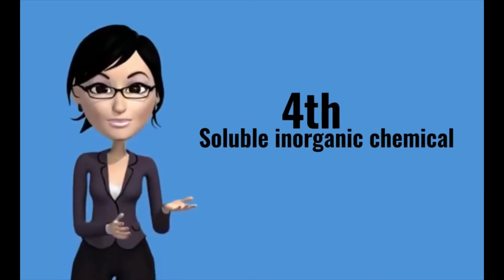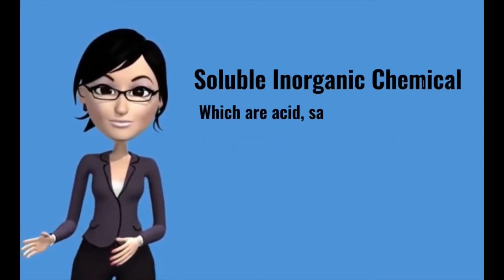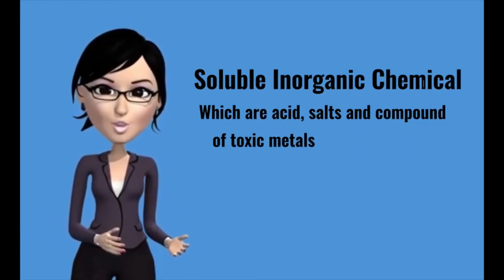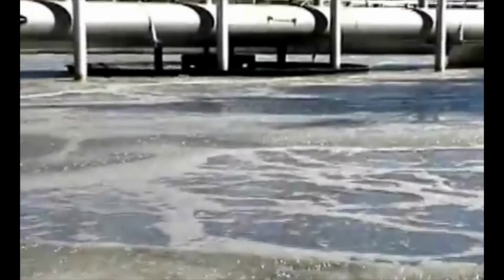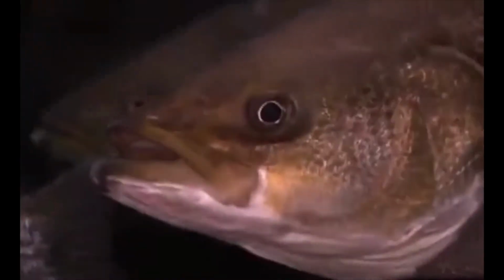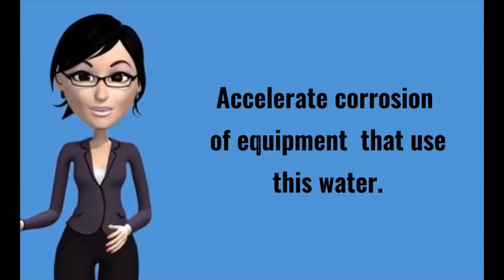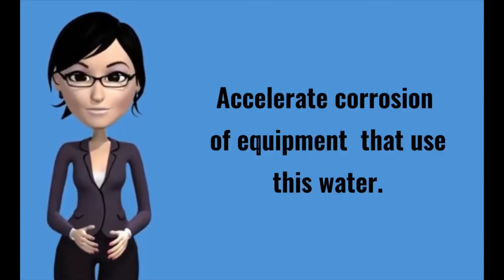A fourth class of water pollutant is soluble inorganic chemicals, which are acids, salts, and compounds of toxic metals such as mercury and lead. High levels of these chemicals can make water unfit to drink, harm fish and other aquatic life, reduce crop yield, and accelerate corrosion of equipment that uses this water.